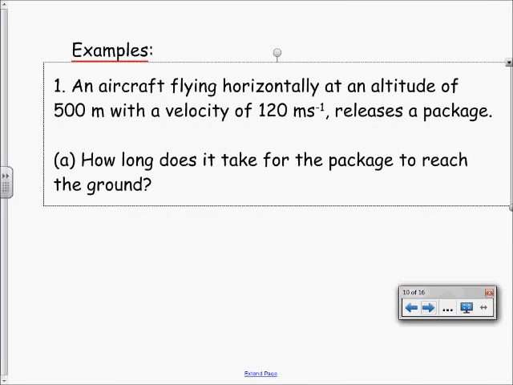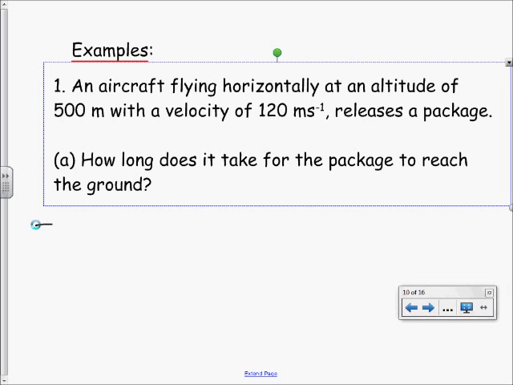All right, we're going to go through one example here in this video, and then there'll be a second example which we'll put in another video, so it's not too long. An aircraft flying horizontally at an altitude of 500 meters, with a velocity of 120 meters per second, releases a package. It could be a bomb, it could be a relief parcel, or whatever the case happens to be. Though if you drop a relief parcel from that high, it could be a little bit disastrous maybe. And of course, we're not going to have a parachute because that would introduce air resistance.